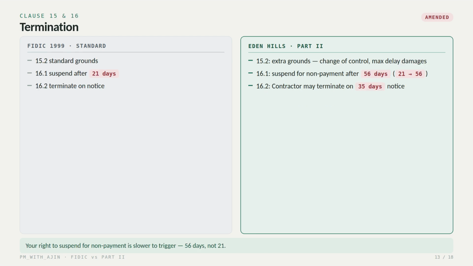Clauses 15 and 16, termination. The standard form lets the contractor suspend for non-payment after 21 days. This contract stretches that to 56 days. So your right to suspend is much slower to trigger. Termination by the contractor requires 35 days notice, with payment overdue by a further 42 days. On the employer's side, extra termination grounds are added, including a change of control and reaching the maximum delay damages.